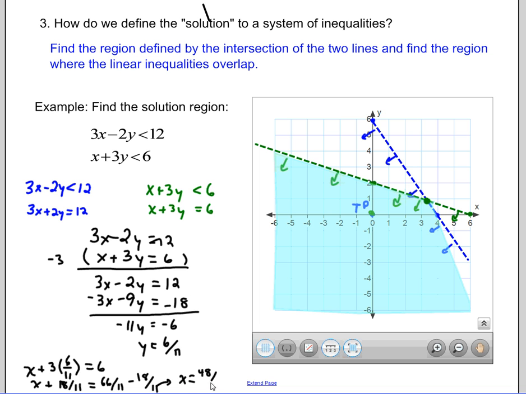And it's okay to leave fractions in improper form. I would write right here as my coordinates 48 elevenths and 6 elevenths for y. Funny looking point, but that's our intersection right there.